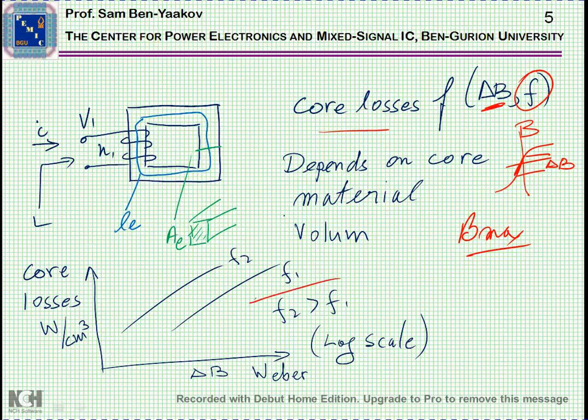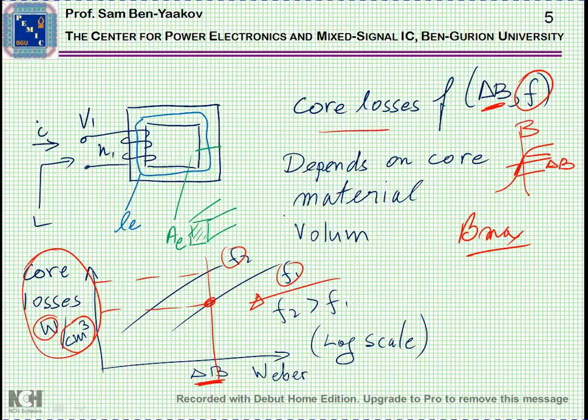A typical relationship is shown here. This is a curve that you'll find at the manufacturers of cores, which shows the core loss usually in watts or milliwatts per centimeter cube, or sometimes per gram, as a function of this delta B. As one can see, this is in a log scale, and this will be for one frequency, this will be for another frequency. So if your delta B is, let's say, like here, then for F1, which is a lower frequency than F2, these will be the losses, and for F2, these will be the losses.